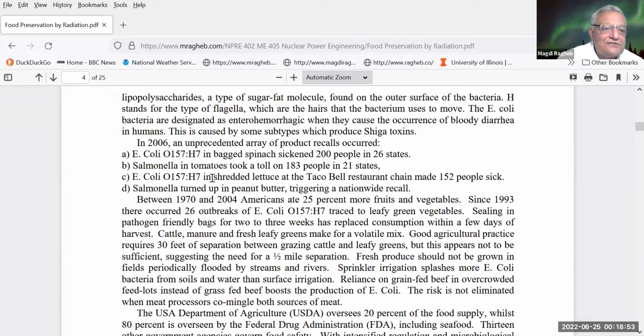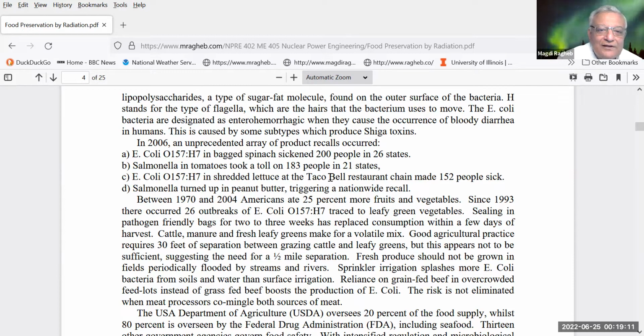Even shredded lettuce, they sell you in the stores right now. I keep objecting to my spouse buying shredded lettuce. It's easy to use to eat a salad, but you don't know how that lettuce has been washed, in maybe contaminated waters.